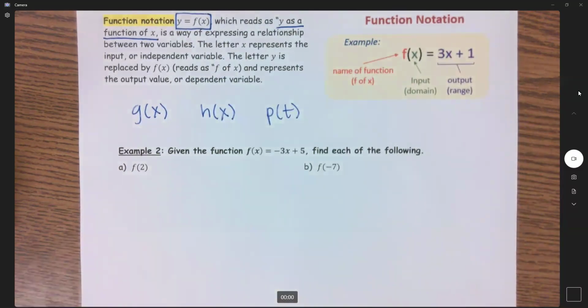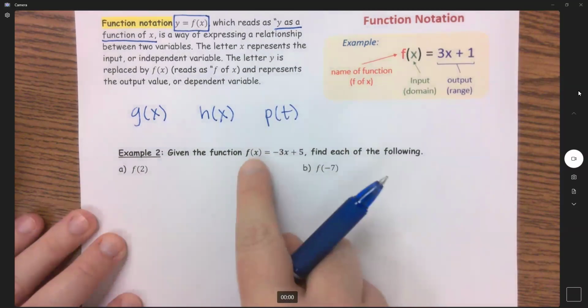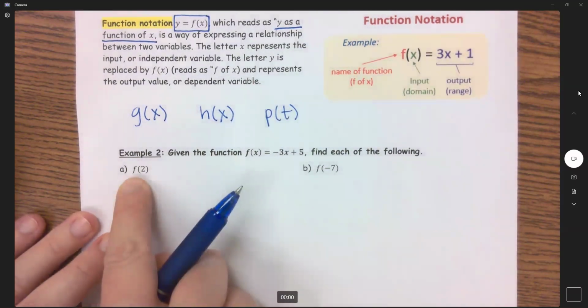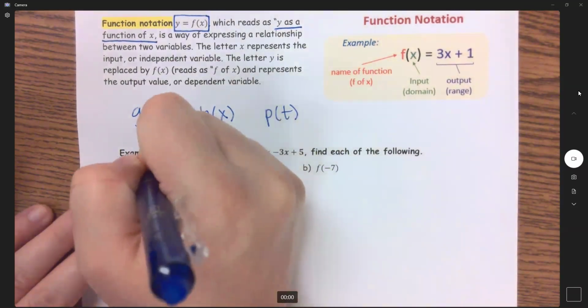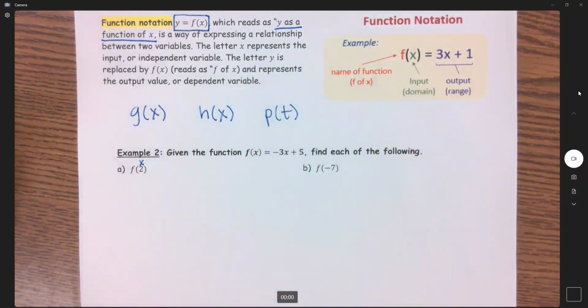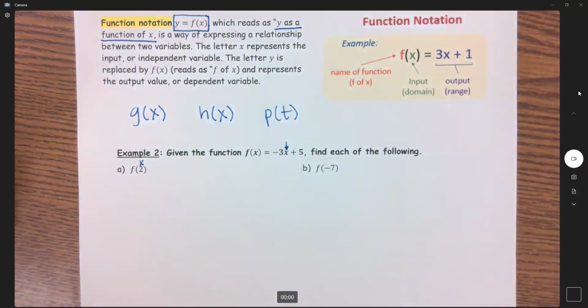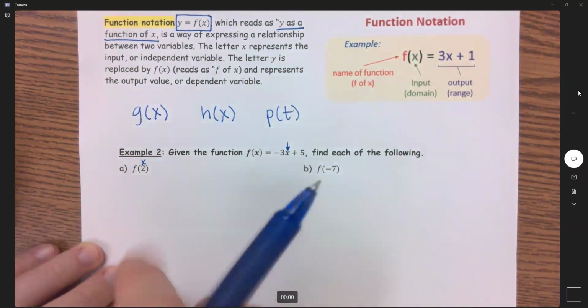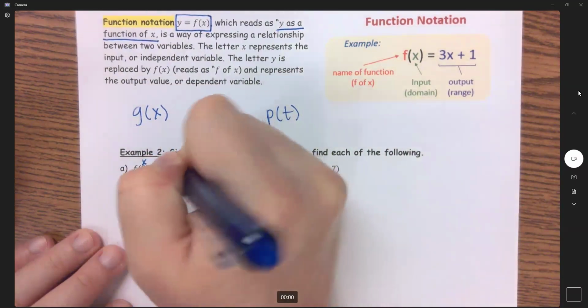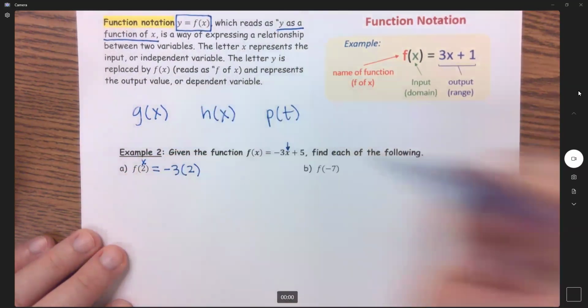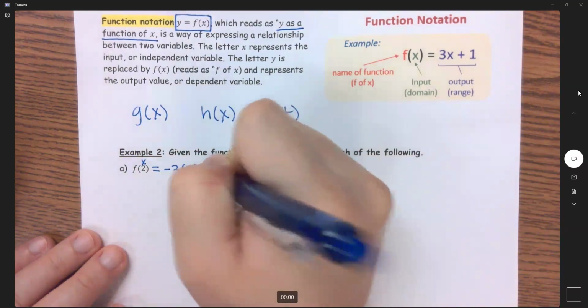So you will substitute that value in for x and then evaluate it. So example 2, let's use function notation. It says, given the function f of x equals negative 3x plus 5, find each of the following. Notice that this was f of x. It is now f of 2. So that is what my x equals. I'm going to go into this function and substitute in whatever x equals. In this case, it's 2. So this is negative 3 times 2 plus 5.